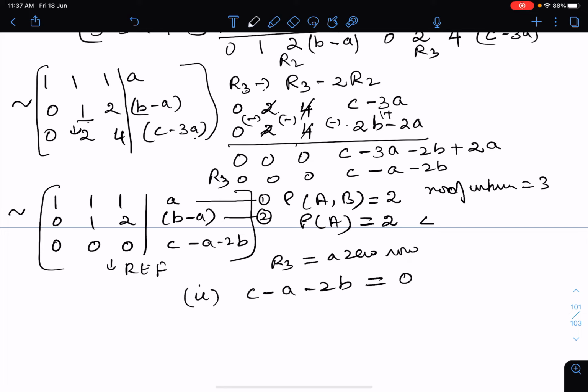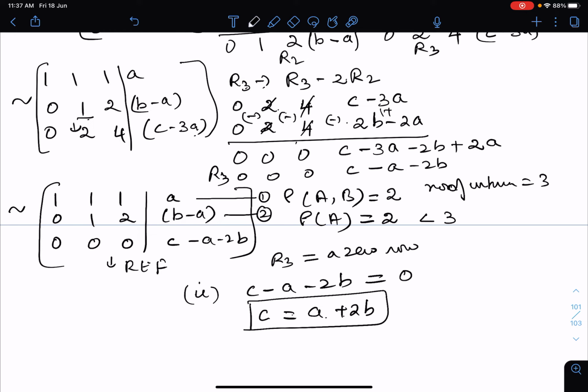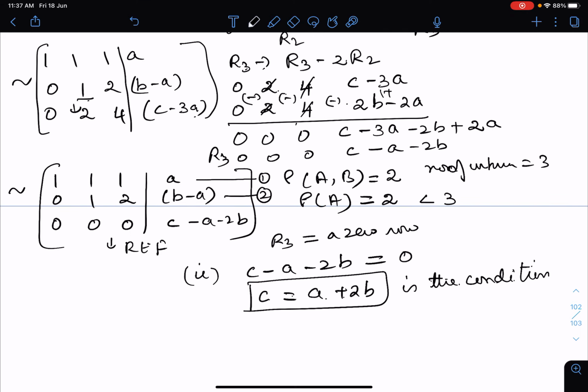Therefore it is less than our number of unknowns. Therefore it is consistent. It has solution but a one parameter family solution. Okay, therefore this is our condition. Okay, so what is going to be our C? You take both the minus here, A plus 2B. So this is the condition between A, B and C. So you can write it as the condition between A, B and C.